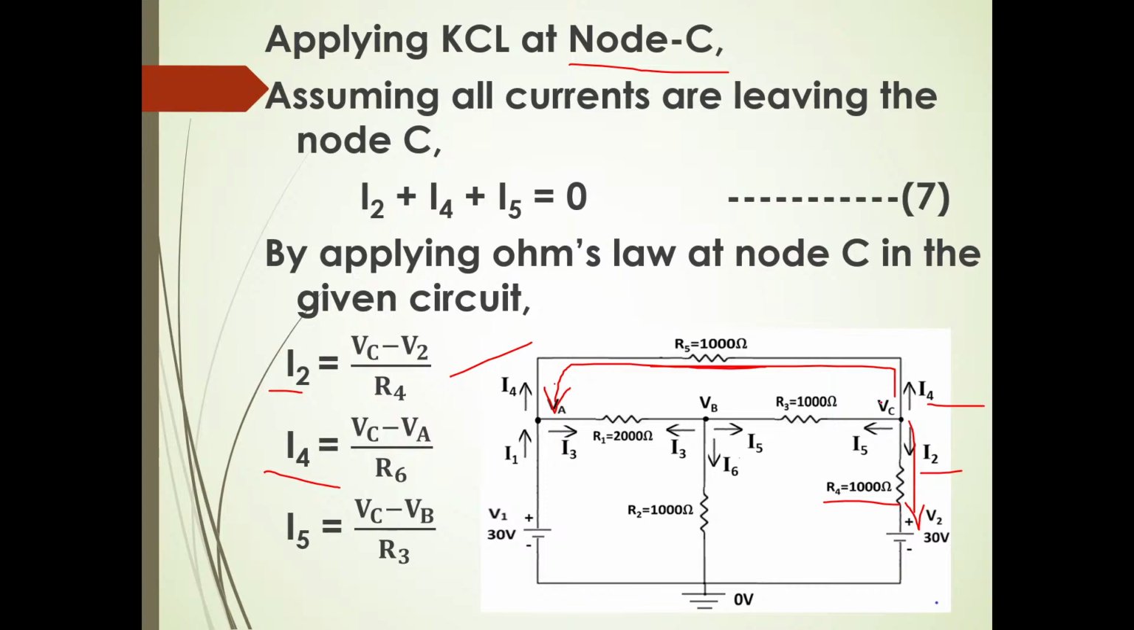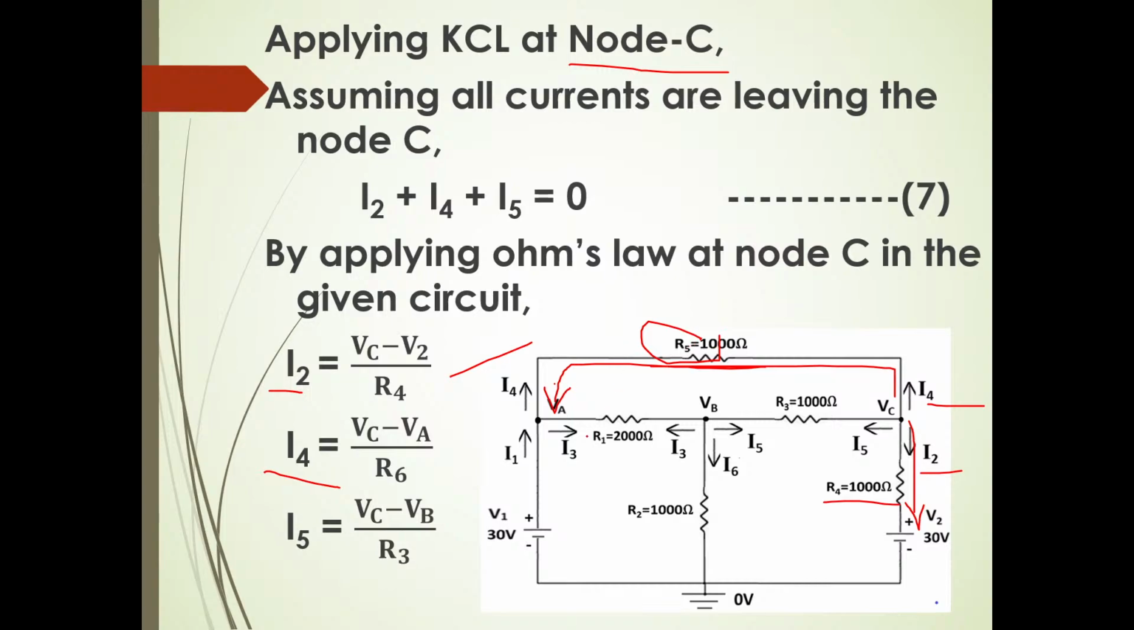So the I4 current will travel from where? From VC to VA. Okay, I4 current. So what is the resistor through which this current will flow? Resistor is R5. The current I4 will flow through resistor R5.